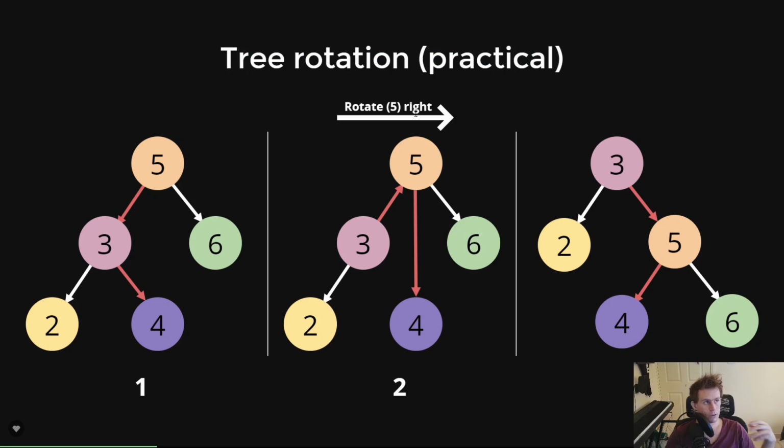When we say we're going to rotate a tree, remember that with binary search trees, a tree is literally just a node with children. And in fact, all nodes here are trees, right? 5's a tree with 4 children and grandchildren. 6 is a tree with no children. 3's a tree with 2 children. 2 and 4 are trees with no children. They're all trees.